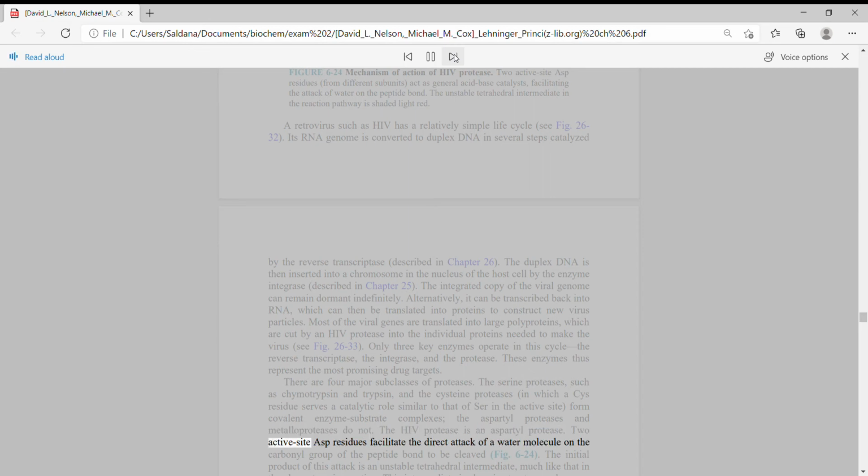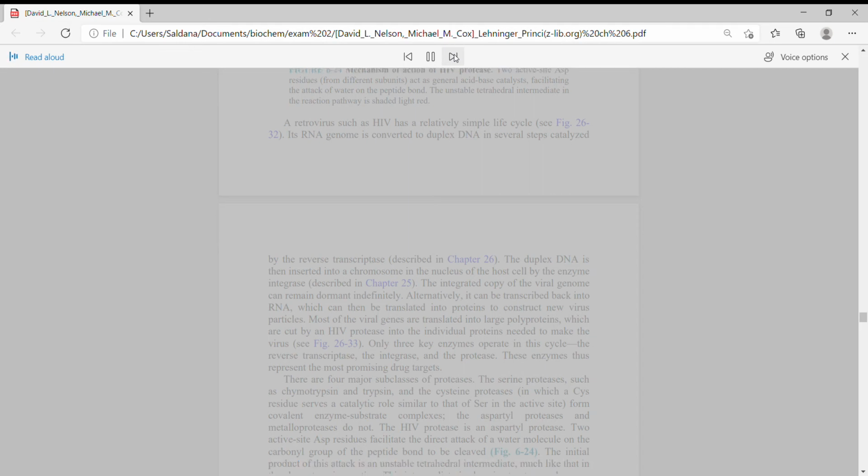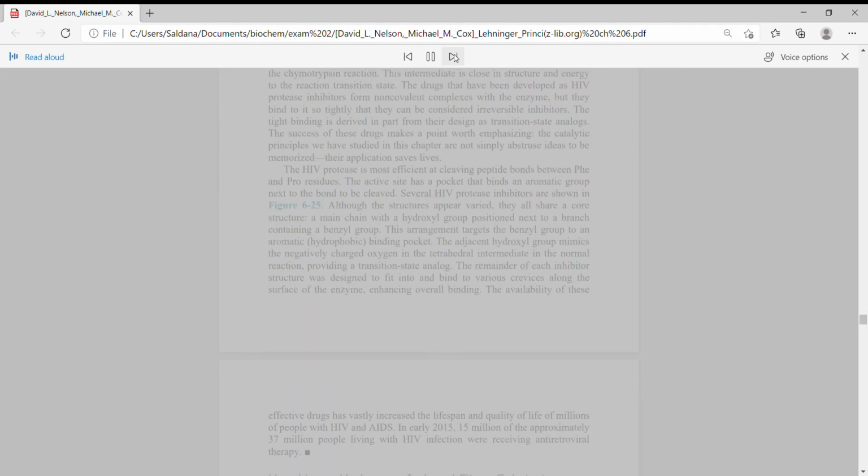Two active site Asp residues facilitate the direct attack of a water molecule on the carbonyl group of the peptide bond to be cleaved, Fig. 6-24. The initial product of this attack is an unstable tetrahedral intermediate, much like that in the chymotrypsin reaction. This intermediate is close in structure and energy to the reaction transition state.